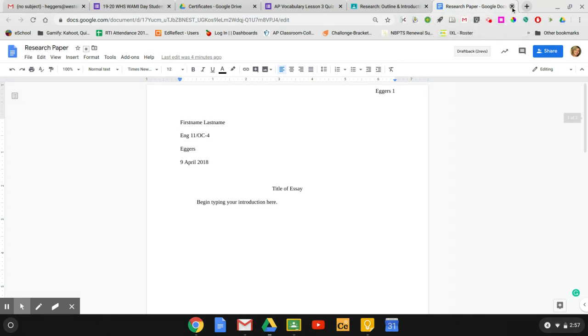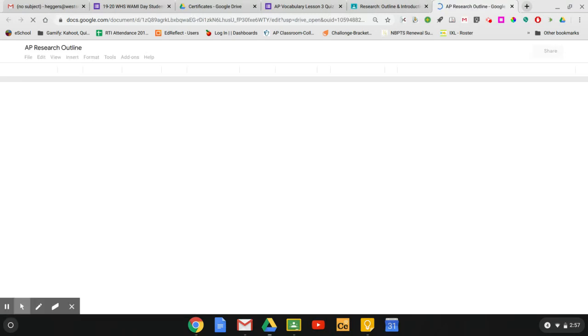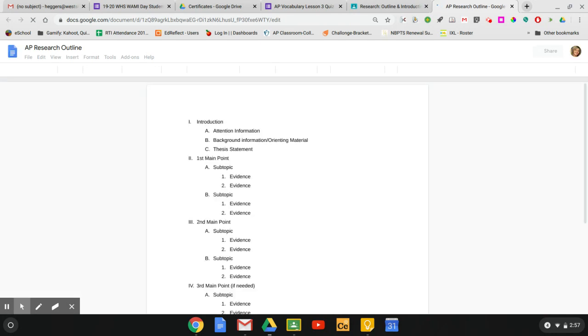The outline document is really just a sample. You don't have to follow this exactly, but I do want you to have a detailed, organized plan for what you are going to do. So for the introduction, whatever kind of attention information you think you might use, whether that's a statistic, whether it's a story, some sort of profound idea, whatever, just don't ask the reader a question because you're trying to avoid first and second person pronouns.